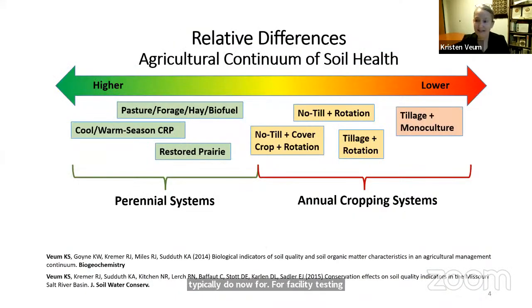Many decades of research have established the relative impact of management practices on soil health measurements. We've known for a long time, generally speaking, that perennial systems have greater soil health than annual row cropping systems. Harold talked quite a bit about this, and we've seen this data in the previous presentation. We also know that soil health typically declines within those annual cropping systems as we increase the soil disturbance or tillage and reduce crop diversity.